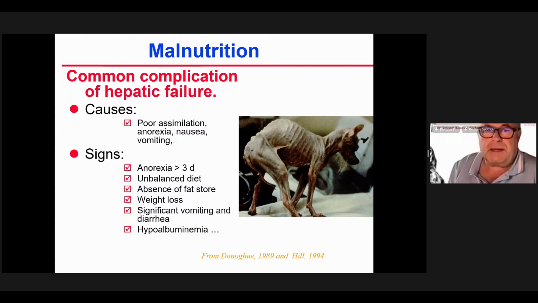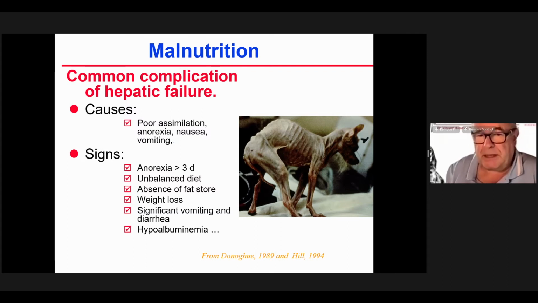How can you recognize a patient that is suffering from malnutrition? You have to have at least one of those signs. That is, this animal didn't eat for at least 3 days. This animal has been on an unbalanced diet, for example, a diet made only from meat, because that's the only thing that the animal wants to eat. If the animal doesn't show any store of fat, as you can see on this dog, which is quite extreme, and you don't want to wait that far, but malnutrition will induce those kinds of problems.